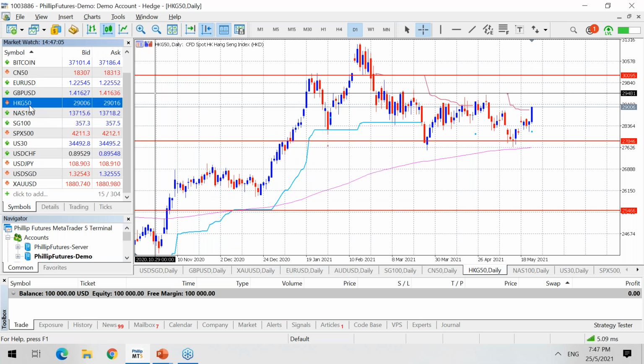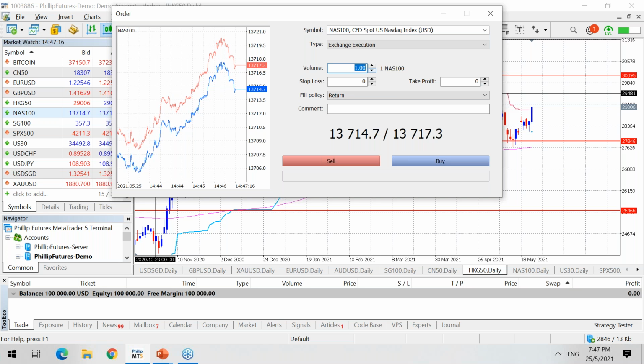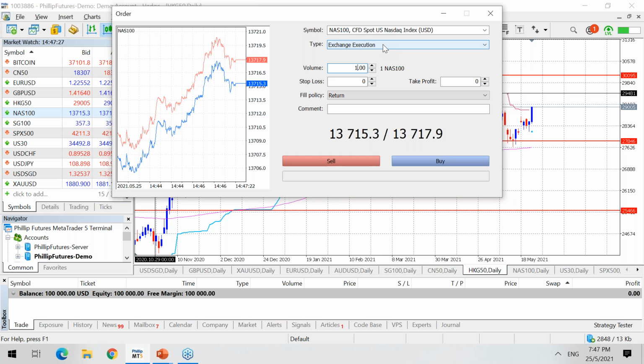So from here, you can double click on any one, let's just pick maybe the Nasdaq, to open up the trade menu, right? Currently, the prices are shown here. The contract size, as you can see, is one lot. You can't do smaller than one, but you can do in multiples of one, right? So for this, you can click on buy or sell to have a market execution, exchange execution. If not, you can queue for the price you want also.